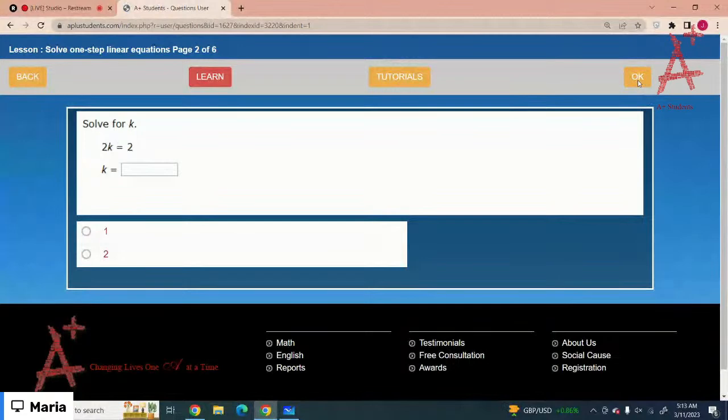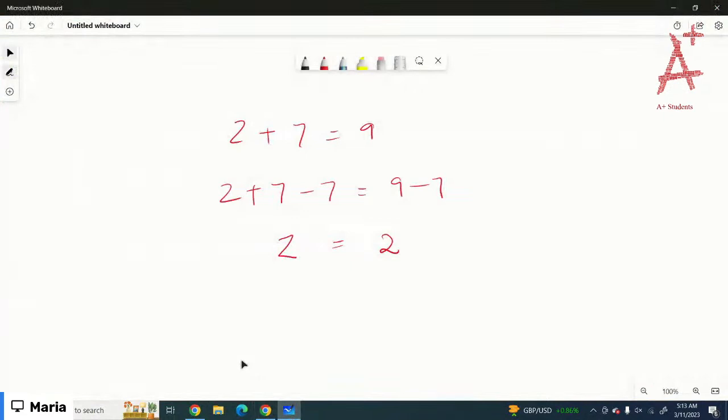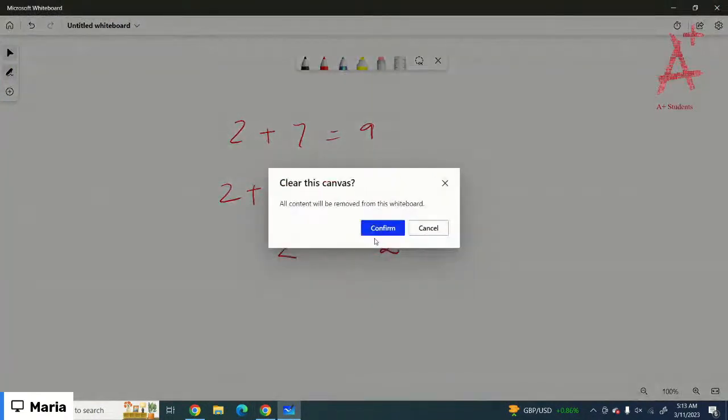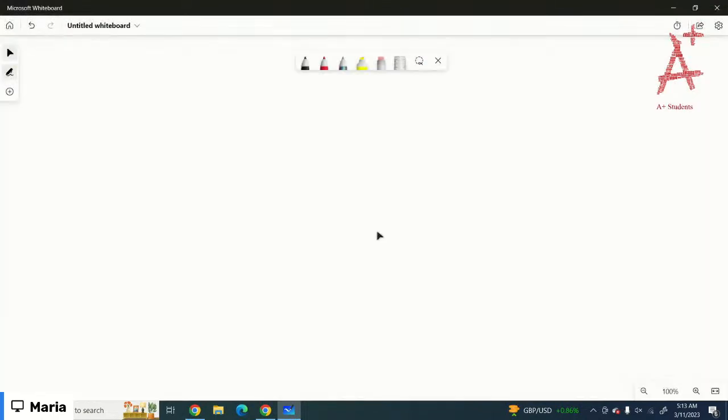Okay, the next one is 2k equals 2. So you have to calculate the value of k. 2k equals 2. So basically you have to calculate the value of k. So you need to remove that 2 that is multiplying k. Got it? So opposite to multiplication is division. Divide both sides by 2.